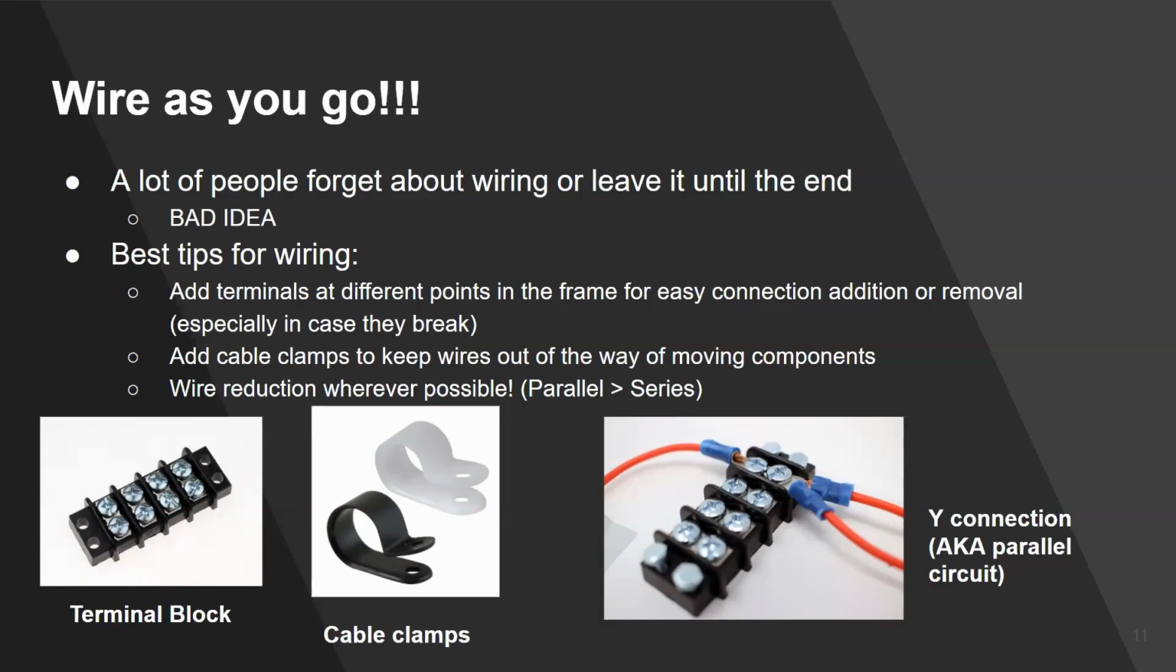My best tips are add terminals. These terminal blocks that you see on the lower left over here, that's a terminal block. My best friend, I use them at different points in the frame for easy connections so that I can add or remove things, especially in case specific sections of wire break. That way you don't have to cut an entire wire off or cut a section and then weaken your wire. You can just switch them out. So switching out wires using terminal blocks is one of the best things that you could possibly do.